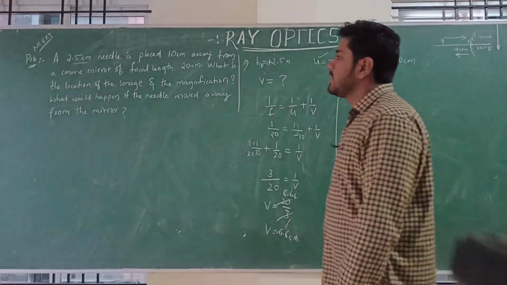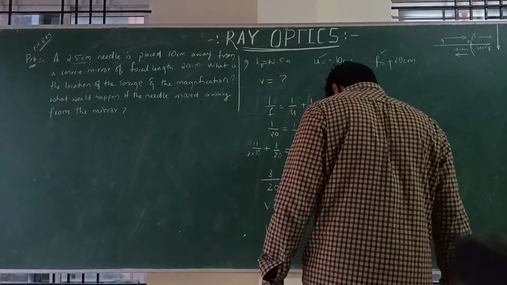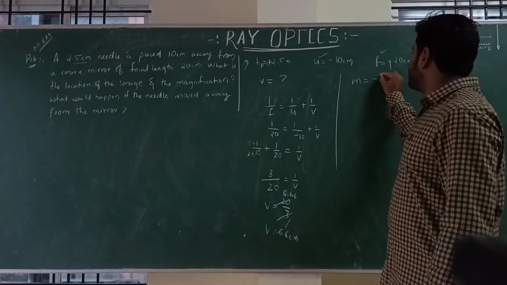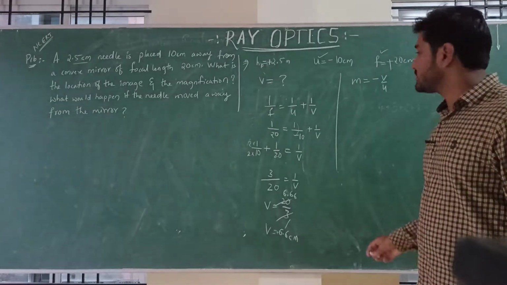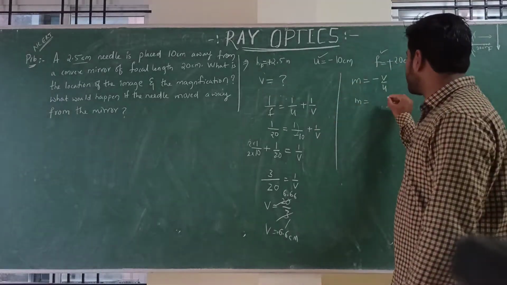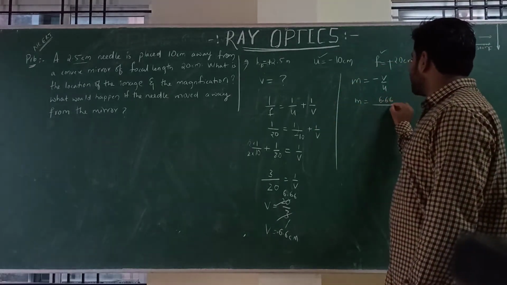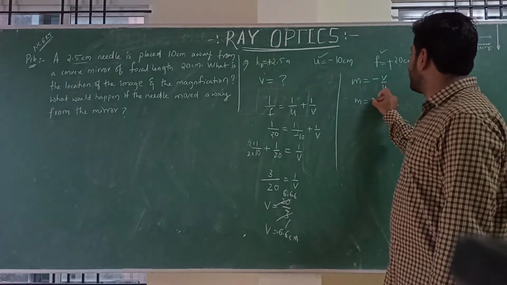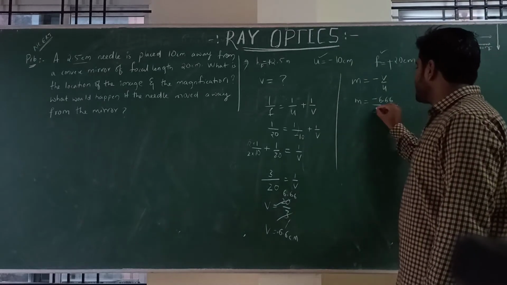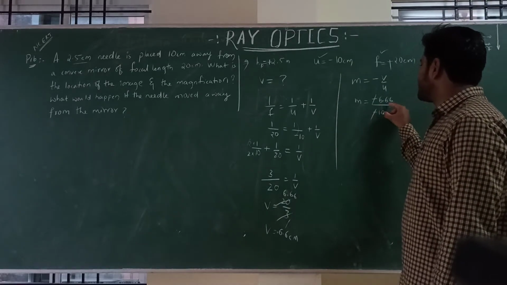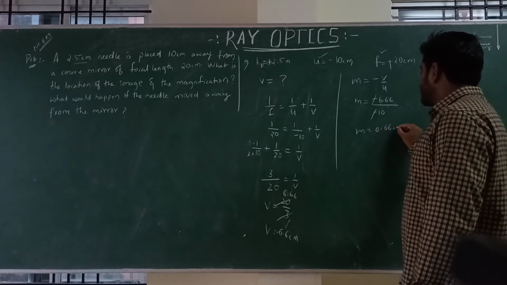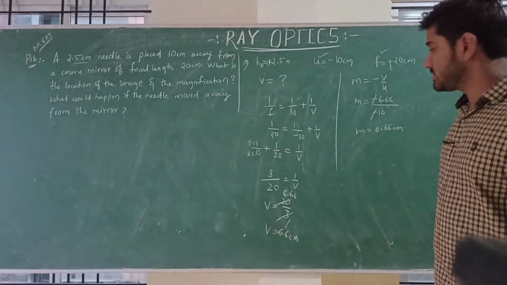Now what he is asking: the location of the image and the magnification. For magnification we know the formula, m is equal to minus v by u. What is v? We have got it, 6.66, divided by u, which is minus 10 centimeter. The minus cancels, so m is equal to 0.66.